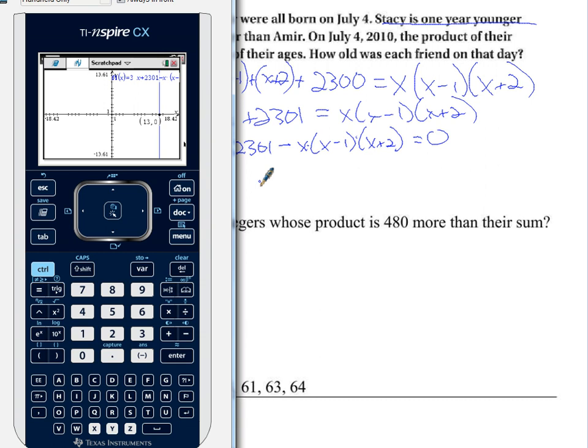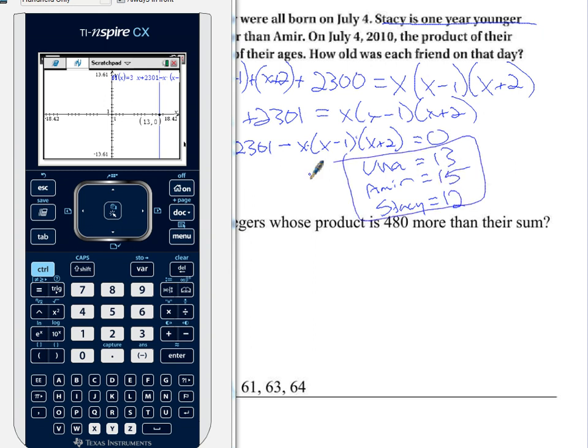So what does that mean? Una's 13. So then I can use the rest of my equations. We need Amir and Stacy. Stacy was 1 year younger than Una, which means Stacy is 12 and Amir is 15. There's your answers. Way, way faster than trying to solve by hand. Use the calculator to get one of them, and then from that you can get the rest.